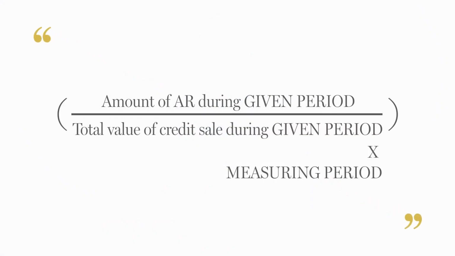It can be calculated by dividing the amount of accounts receivable during any given period by the total value of credit sales during the same period. And then what you basically do is you multiply the result of that equation by the number of days in the period that you're trying to measure. And that's how you basically get it.